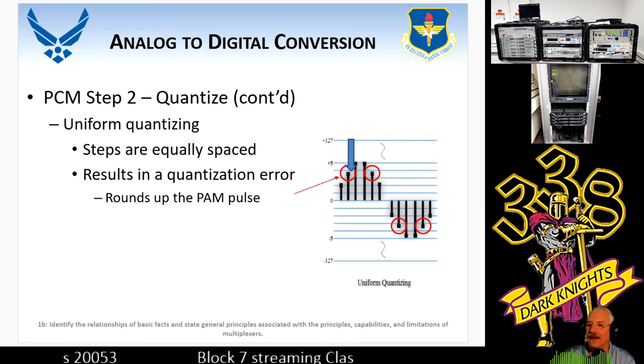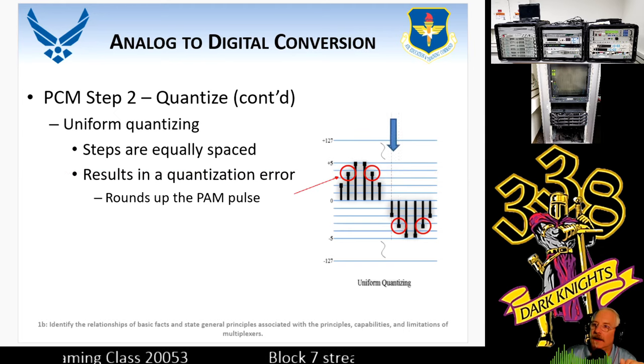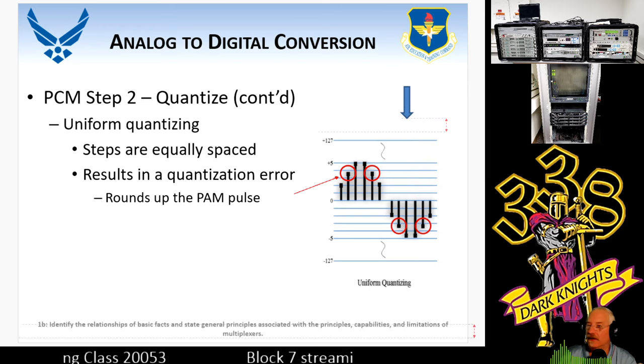Now, what's that going to sound like to you? Well, if you get enough of them, it's going to sound like you're a little off, like a robot voice or something to that extent. That would be one way of explaining it. Sometimes they call it distortion. But in our case, since this is in the second step, they call it quantization errors.